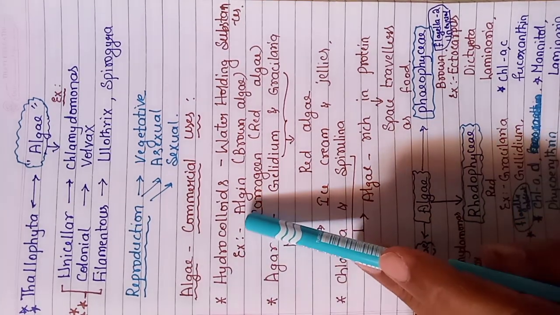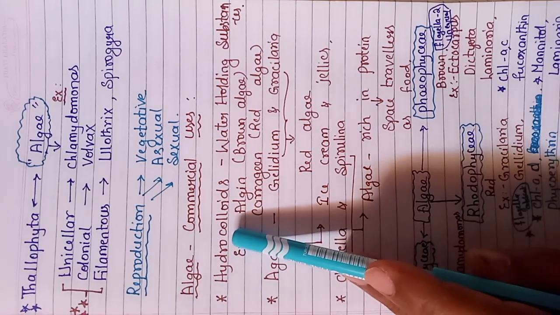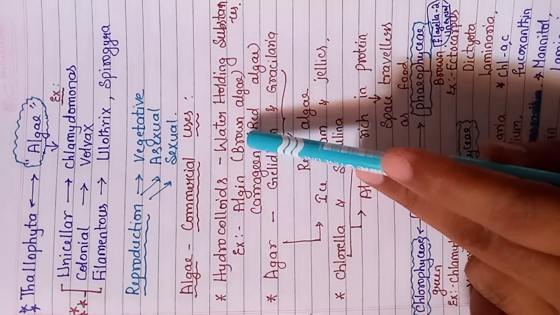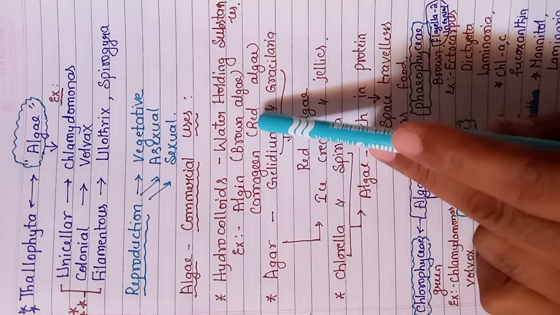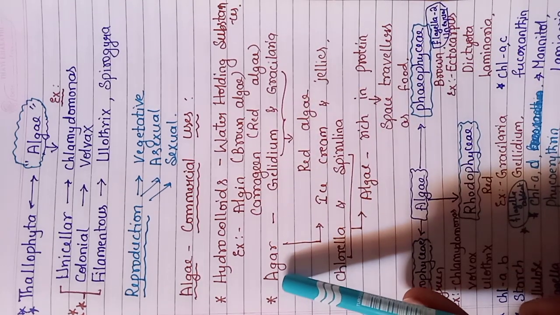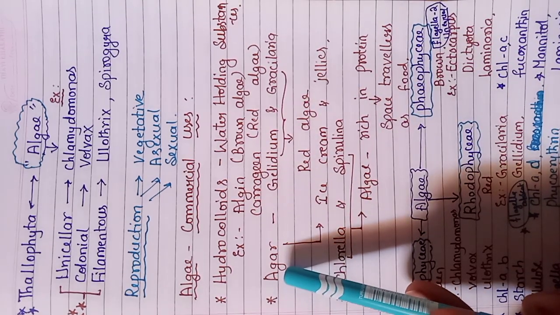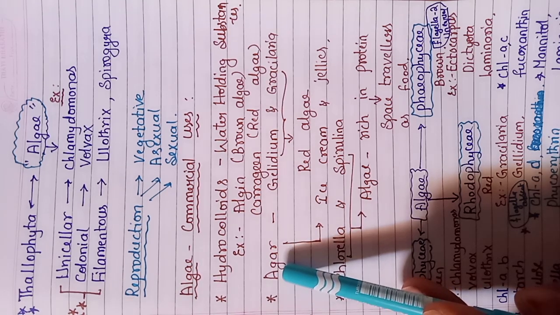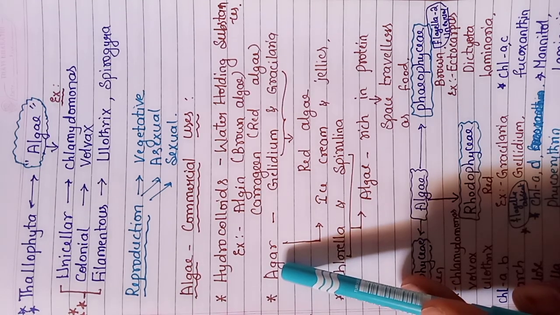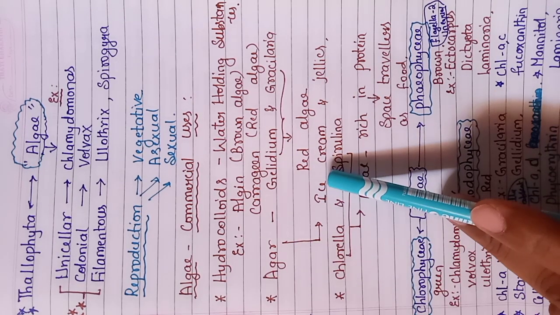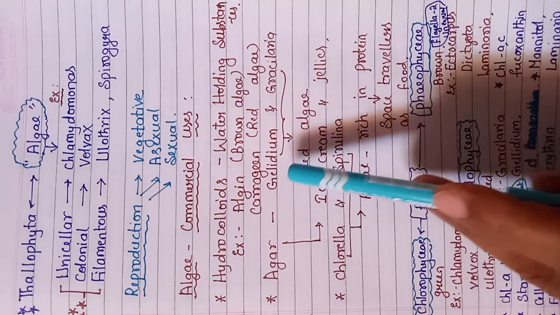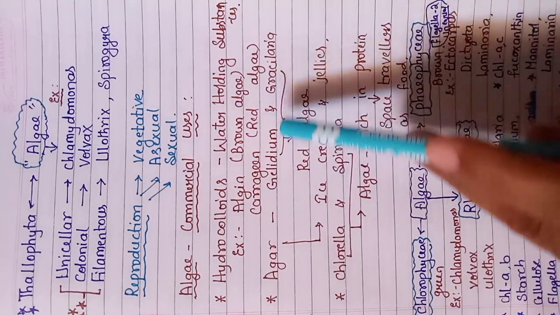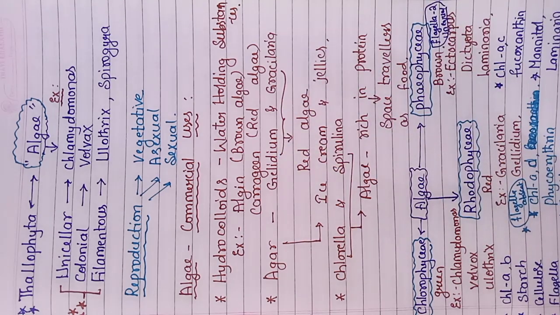Example, algin. Algin is a hydrocolloid, a water holding substance we obtain from brown algae. And carrageen is also a water holding substance we obtain from red algae. Another very important commercial use of algae is agar. Agar is a very important product which we can get from algae, which is used in the production of ice creams and jellies. Agar is obtained from red algae like Gelidium and Gracilaria. From them we obtain agar.